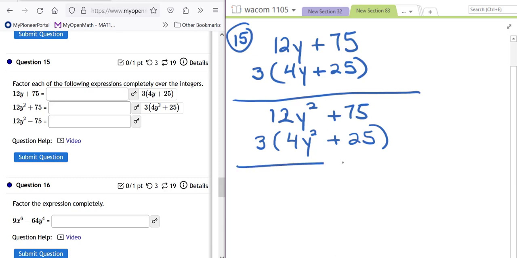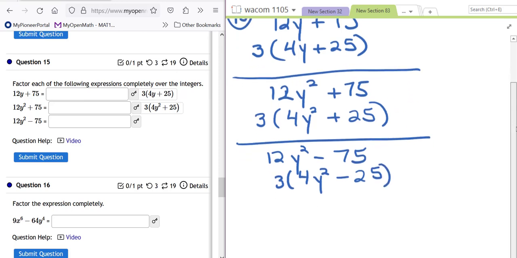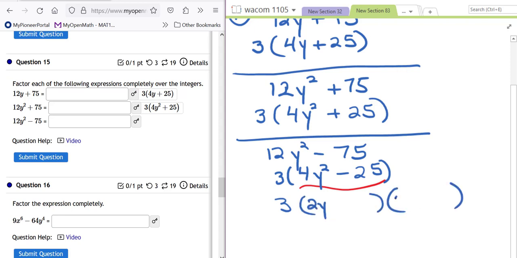Right, and the third one there, 12y squared minus 75. Do your GCF. So we take the 3. This one leaves us 4y squared minus 25. And this one is giving us squares. It will do more, right? Because we have a minus. So your 3 will come down. And this will give our squares. So 2y plus and minus 5 and 5.